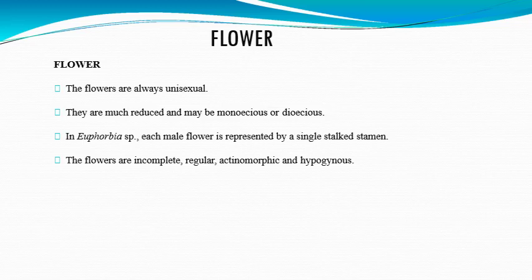Here we have the flower of Euphorbiaceae family is also regular in nature. It means that the members of each whorl, either sepal or petal, are all of the same shape and size. Such a feature we call a regular flower.